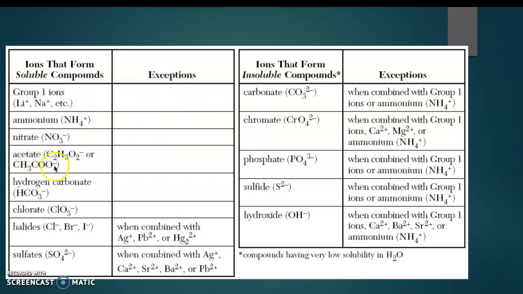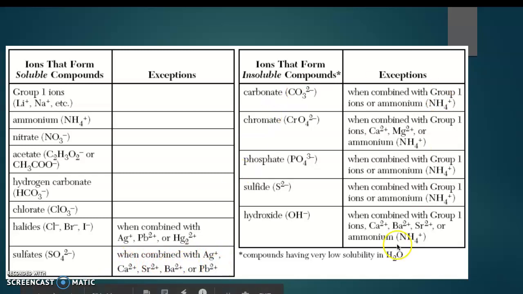So if you see these ions within a compound, that compound is more likely to be soluble because there are no exceptions. However, we have our halides, which is group 17. I would write in group 17 here, or just write the elements that are in group 17 so you always have it at hand. Group 17 ions are soluble. However, they're insoluble when combined with silver, lead, or mercury. So the exceptions mean that when it's combined with these elements, then it's going to be insoluble. Sulfates are also soluble, however, they will be insoluble when combined with silver, calcium, strontium, barium, or lead.